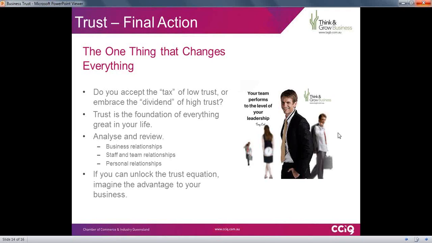It doesn't happen overnight, but when you know where to start, you can start working through it, and identify where you feel it is within your business.